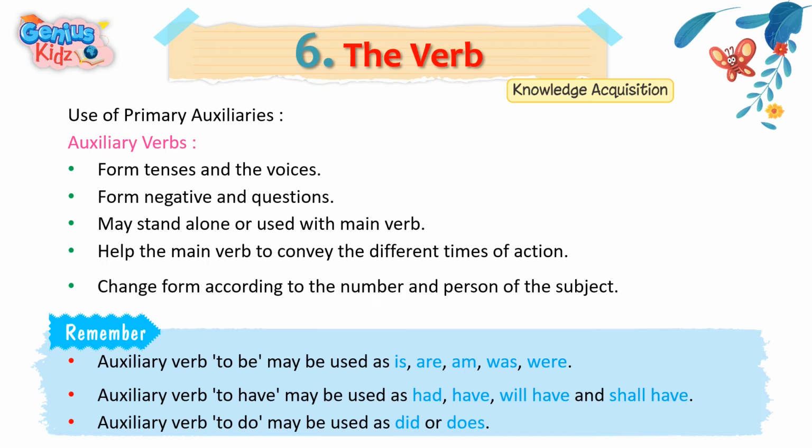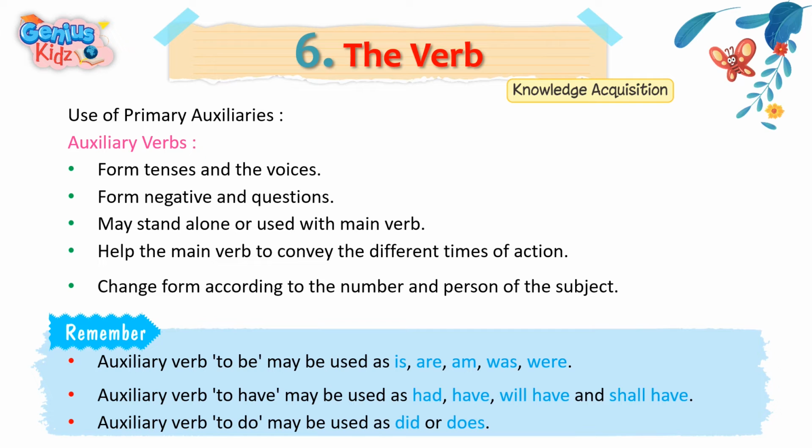Use of primary auxiliaries. Auxiliary verbs form tenses and the voices. Form negatives and questions. May stand alone or be used with the main verb. Help the main verb to convey the different times of action. Change form according to the number and person of the subject.